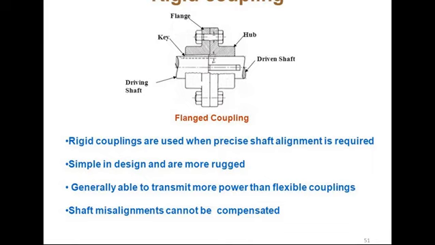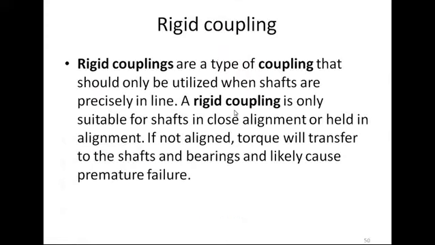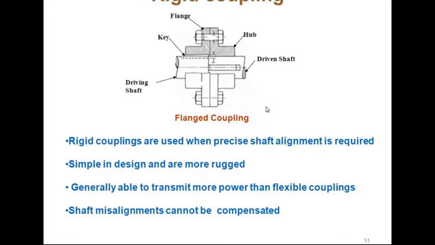So here you will see this rigid coupling. This is a general layout of the rigid coupling. This is the hub, this is the driven shaft, this is the driving shaft. And here we also mention that this rigid coupling is suitable for shafts in close alignment or held in alignment. So whatever shafts you want to connect, they must be in close alignment. One shaft is attached at the driving side and another shaft is attached here in the driven side.